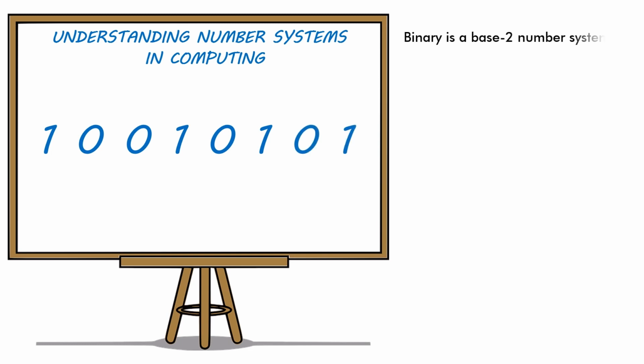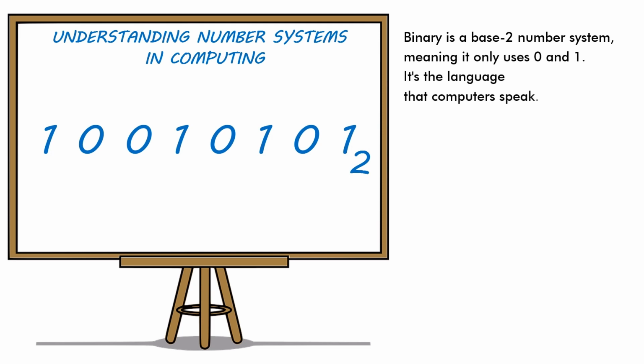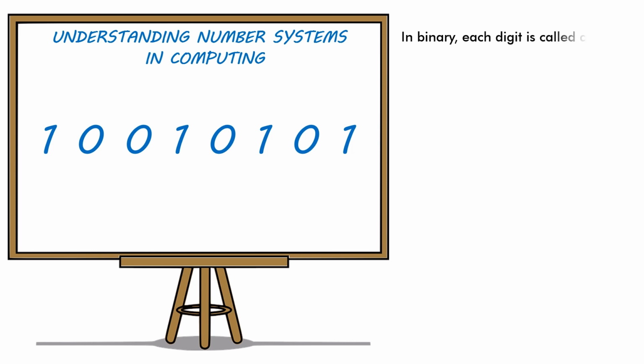Binary is a base-two number system, meaning it only uses two digits, 0 and 1. It's the language that computers speak. In binary, each digit is called a bit, short for binary digit. Bits are the building blocks of information storage and processing.